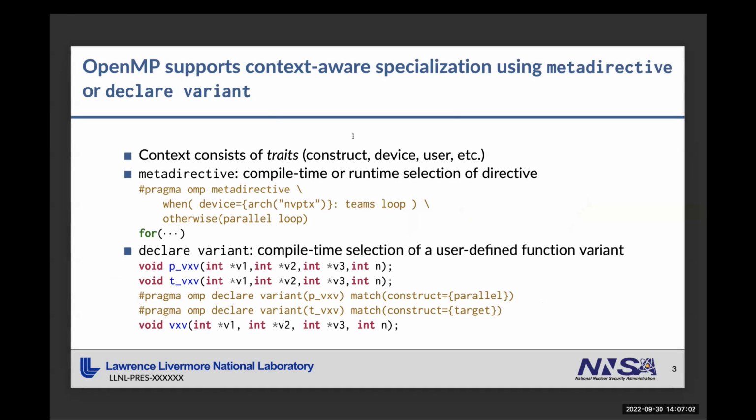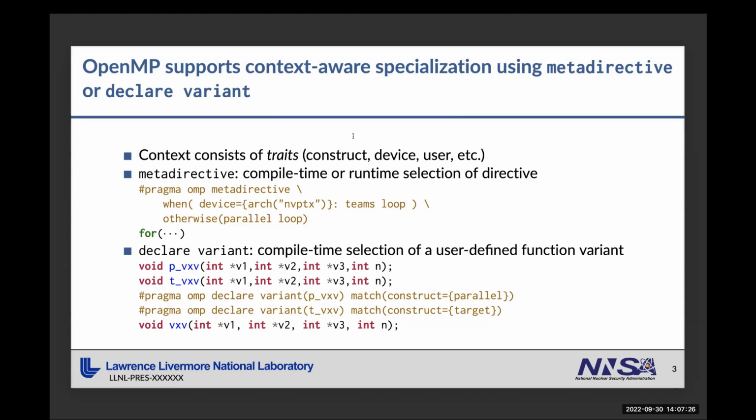And so we provide meta directives for this, which is a way that you can say, compile time or runtime, based on the context, use this directive or this directive. Maybe you want to offload to a GPU, or if you're already there, maybe you want to not try to offload again and blow up, right? Second one, declare variant.